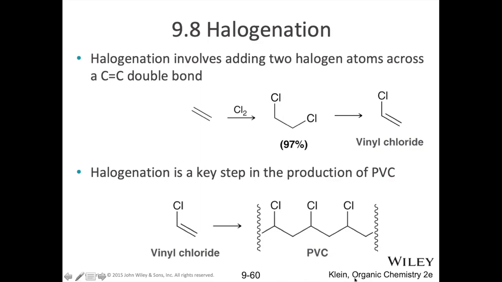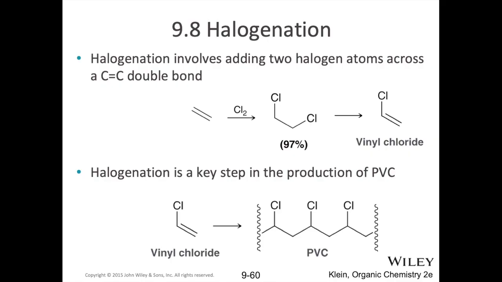Okay, so the next step is halogenation. What happens when you try to add a halogen across your double bond? Just like your hydrogenation, your halogen has two identical atoms in its molecule, right? You just have two halogens instead of two hydrogen atoms.